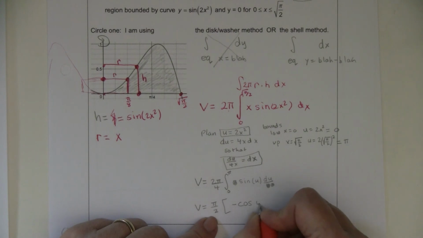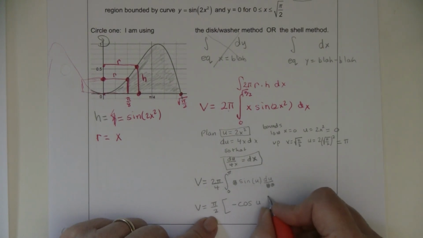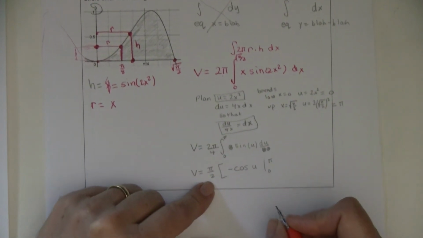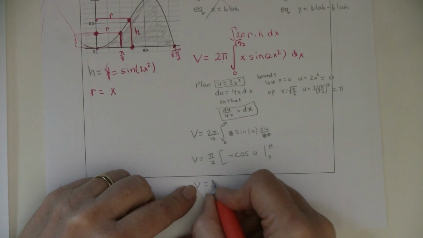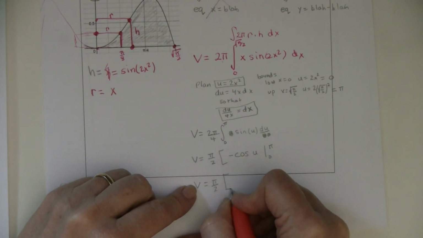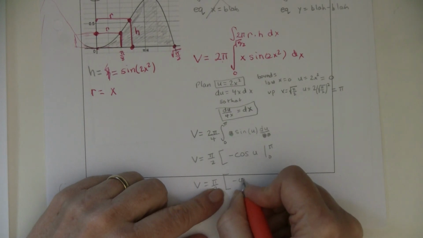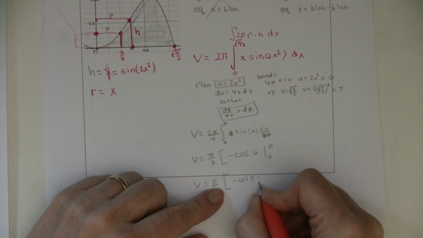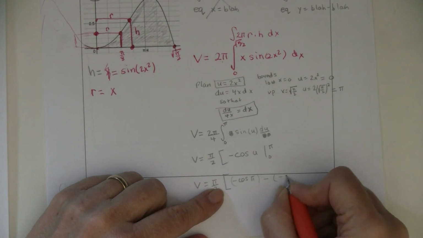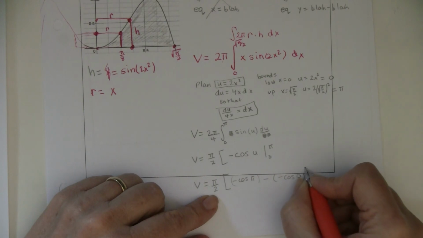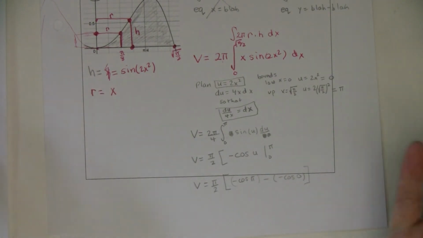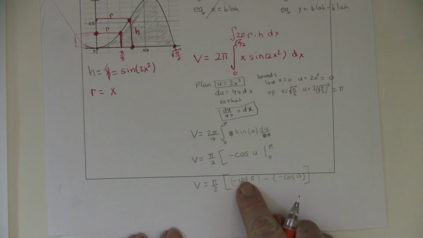That's negative cosine of u, and so from 0 to pi. So my volume of this crazy thing using the shell method will be pi over 2 times, and then this is going to be negative cosine of pi minus, right, minus, and then negative cosine of 0. You have to be careful about the cosine of 0 because sometimes people tell me, oh, the low bound's 0, so everything's going to go to 0. Well, not if it's cosine. The cosine of 0 is 1. And so this is negative of negative 1.